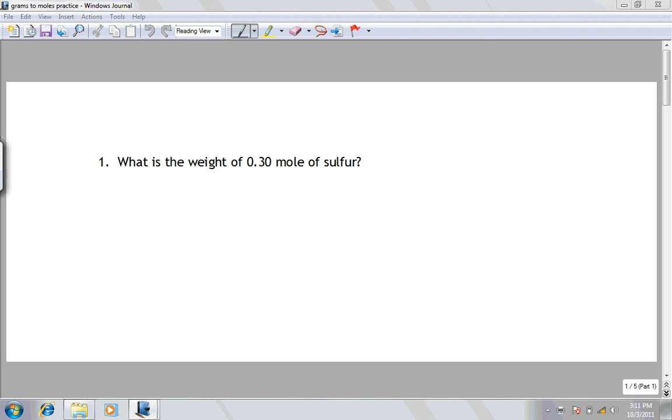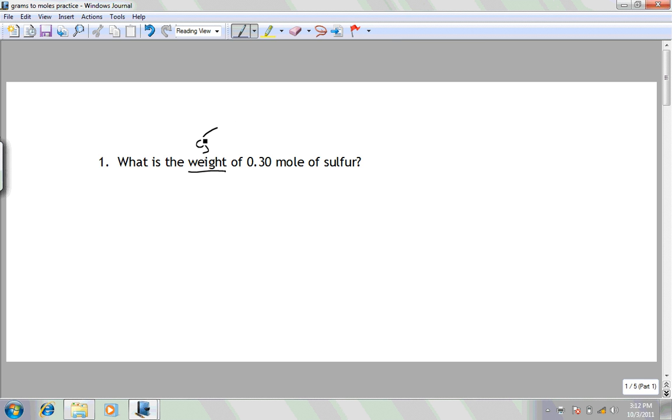Okay, in this worksheet, we're going to be doing some practice to go from grams to moles and moles to grams. And we're basically building to go from one point to the next. So we're going to do this like we did the conversions previously, where we're going to put it into fractions, and we're going to be multiplying fractions. This method is called dimensional analysis. So, notice number one is asking for the weight, which means that we're looking for grams.